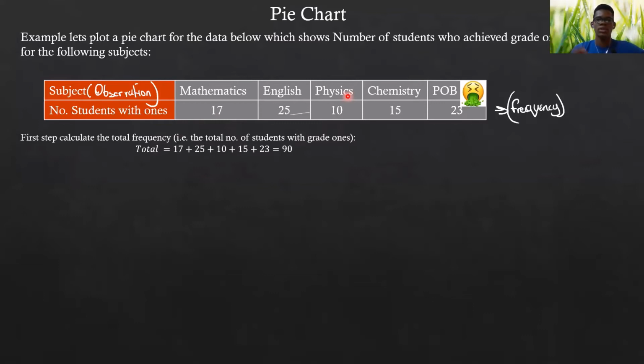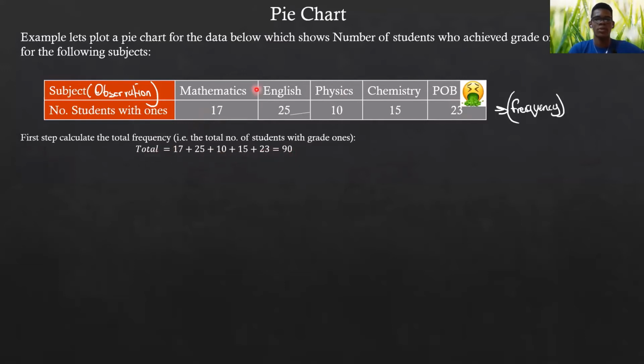I don't want to say it's necessarily the number of students with grade 1s, because one student could have gotten grade 1 for each one of these. But that doesn't mean this is not the total frequency. It's just that it might not exactly be the total number of students, so you've got to be careful with that. But this is still our total frequency, and that's what you need to calculate.